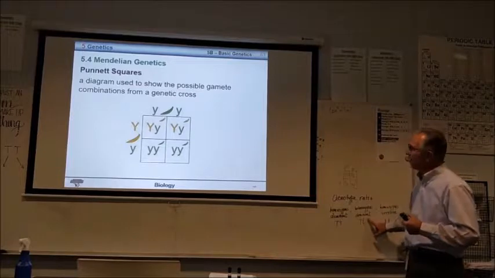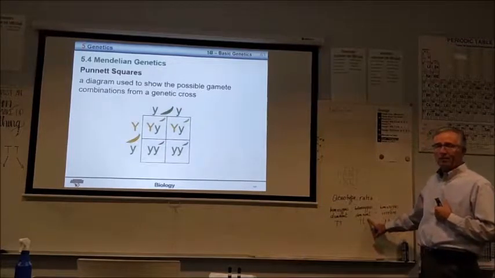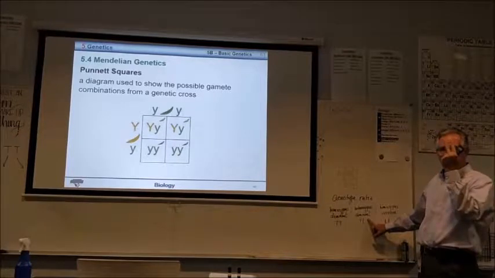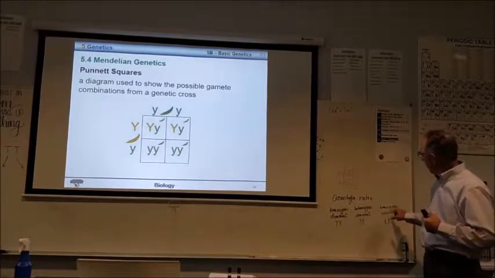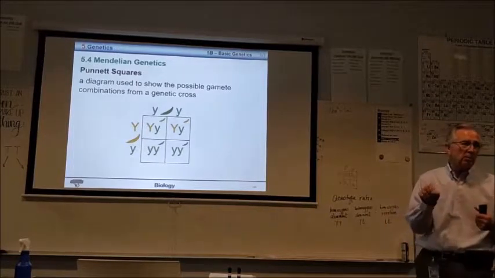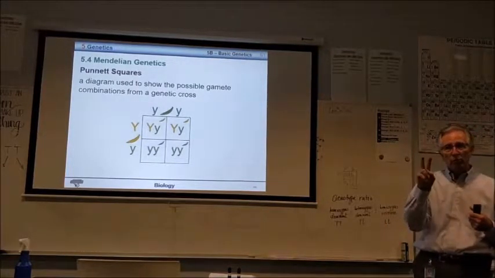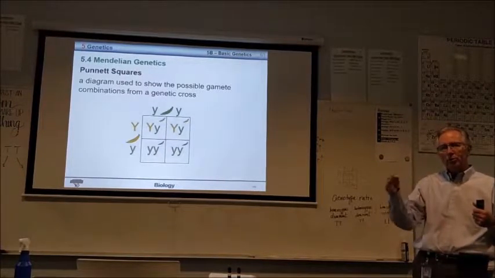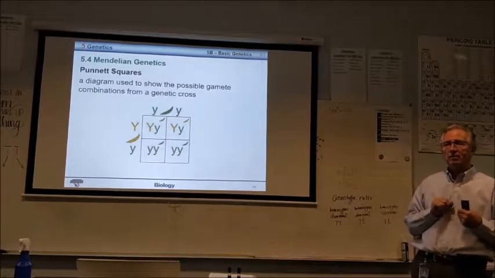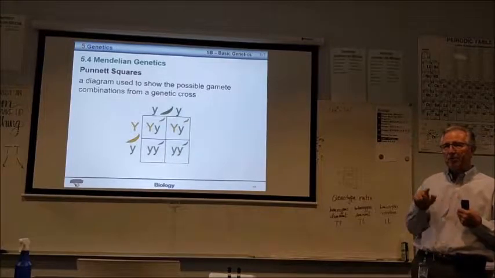How many of them are heterozygous dominant? How many of them have a capital letter and a little letter? 2, right? So this number would be 2. How many of them are homozygous recessive? 2 lowercase letters. 2. So the genotype ratio is 0 to 2 to 2 for that one right there. Make sense?